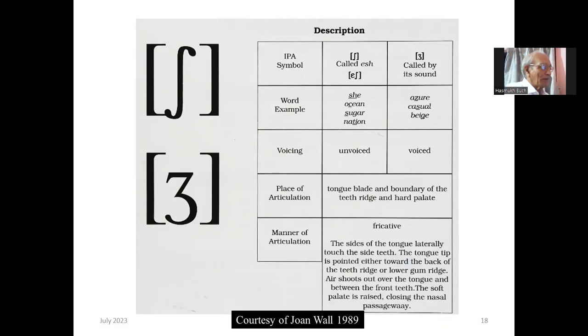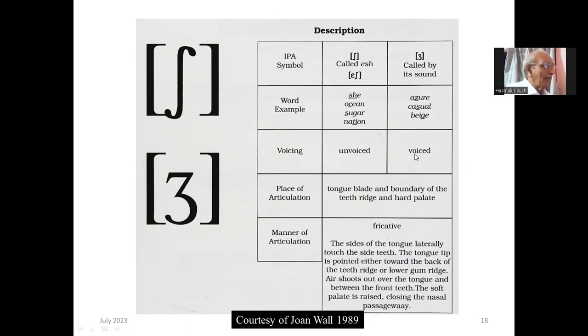Here, the International Phonetic Alphabet, that symbol, right? Symbols are given. For example, we consider she, ocean, sugar, nation. And contrast that with either, casual, etc. Is it voiced or unvoiced? That is also mentioned. Place of articulation, manner of articulation, frequently. So these two are there.